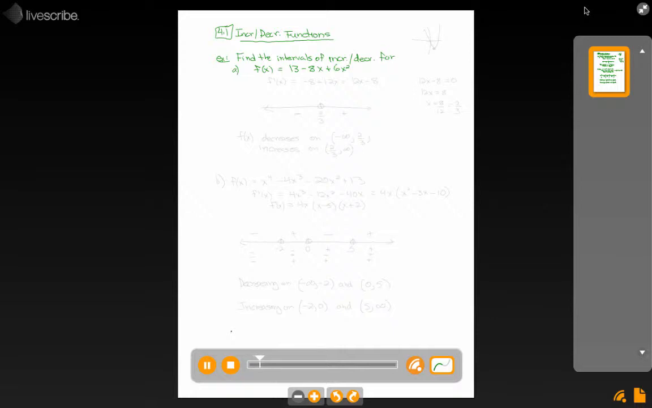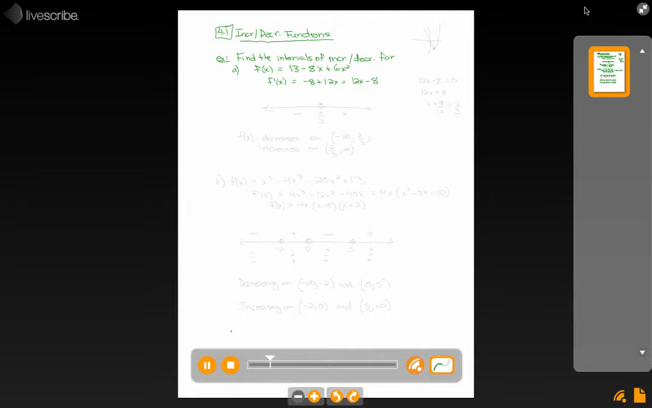do this without calculus. If you had a graphing calculator, just look at it and say, oh, when does this thing go down, when does it go up? With calculus, I think it's actually even easier. If we take the derivative, this derivative is negative 8 plus 12x, or if you prefer 12x minus 8.